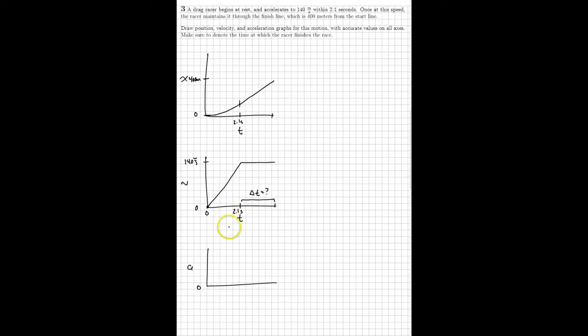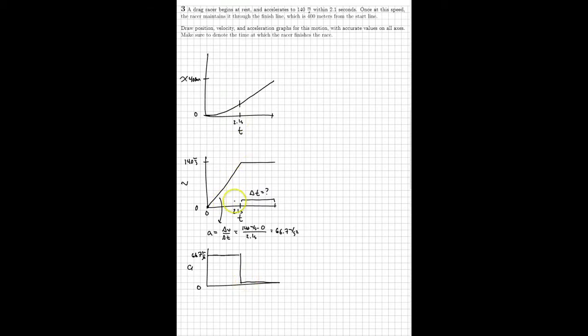For acceleration, I'm going to just find the slope of that segment. The slope of this segment is 0. So we go final velocity 140 meters per second, initial velocity of 0, and that took 2.1 seconds. So this acceleration will be 66.7 meters per second squared. And it's constant, and then it's constant again while it's 0. Okay, so we're pretty much done with the acceleration graph. The real show now is with the position and velocity graphs.